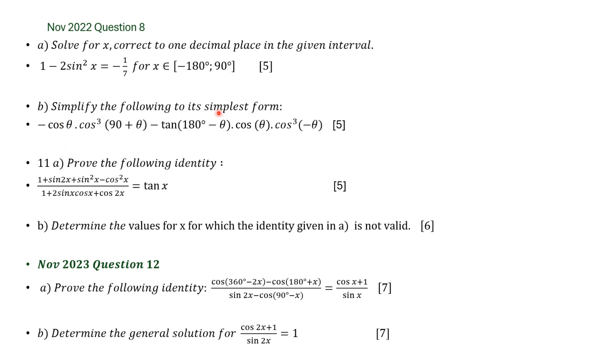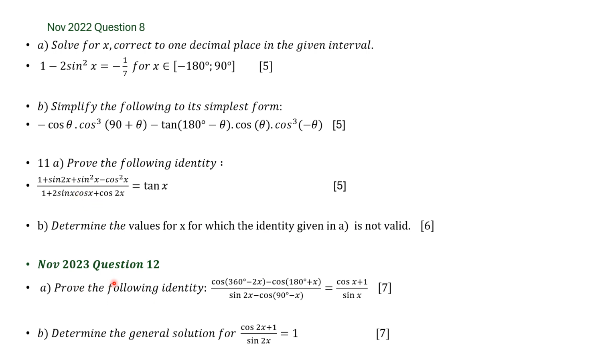B, simplify the following to its simplest form. So there's a reduction problem. Minus cos theta times cos cubed (90 plus theta) minus tan (180 minus theta) times cos cubed (negative theta), for 5 marks. Then we have to prove the following identity by making the left-hand side equal to the right-hand side. And then determine the values of x for which the identity given in A is not valid. So remember, from grade 9 we can't divide by 0. So we're going to look at the bottom when it's equal to 0, then it will not be valid.